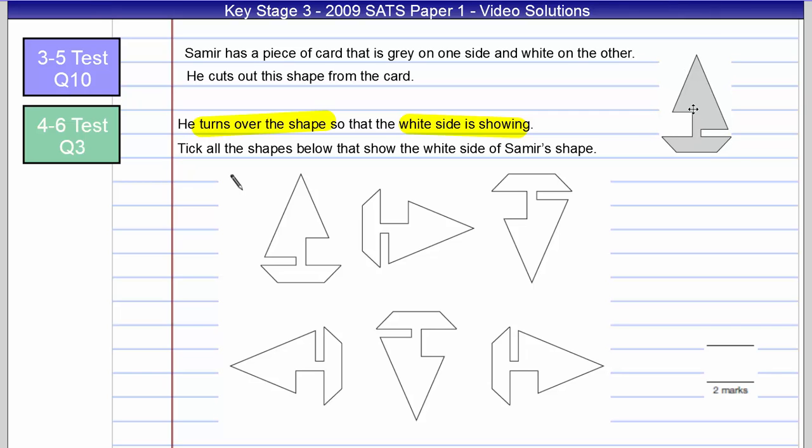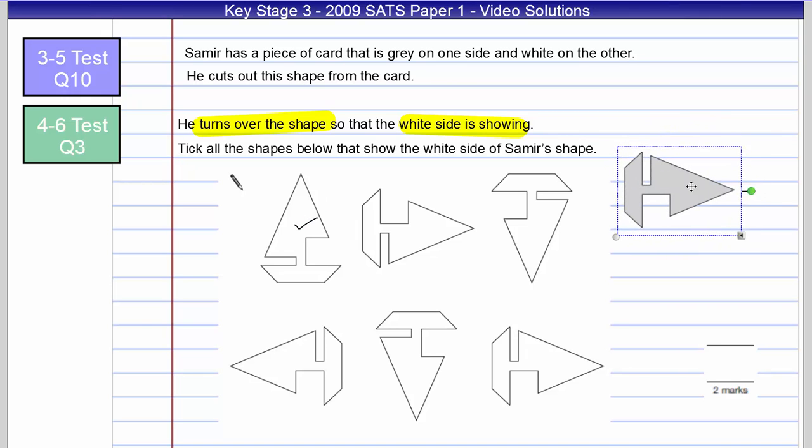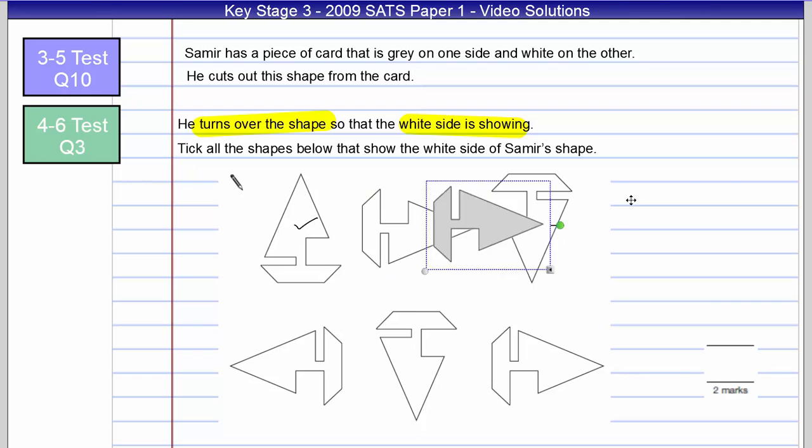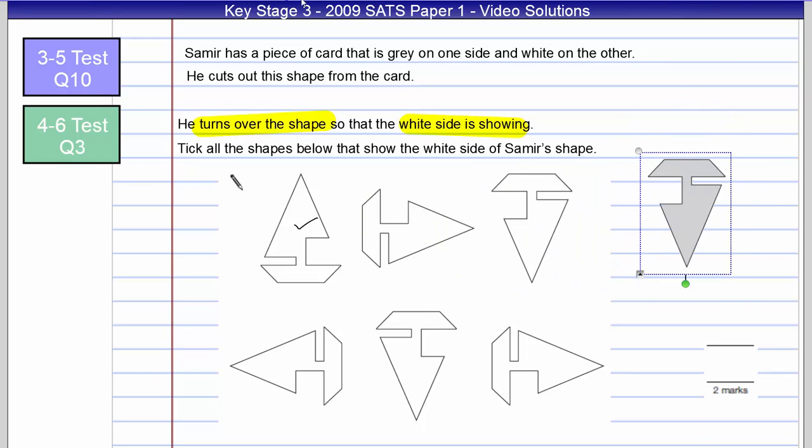Well, what I'm going to do, I'm going to take this shape here, and then I'm going to say, can I make it fit onto any of these shapes? Well, we can see clearly it fits nicely onto that first one, so we'll tick that. To test this second one, we're going to need to rotate it round. Doesn't fit onto that one properly. Fits onto that one nicely.